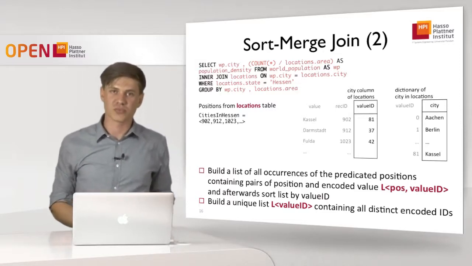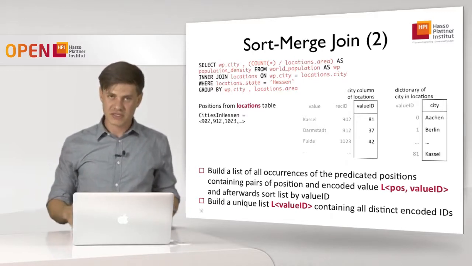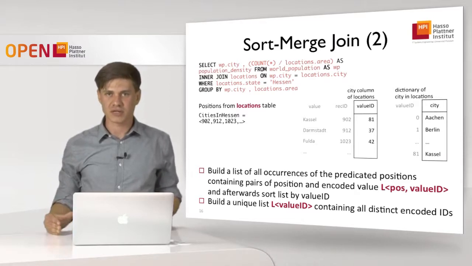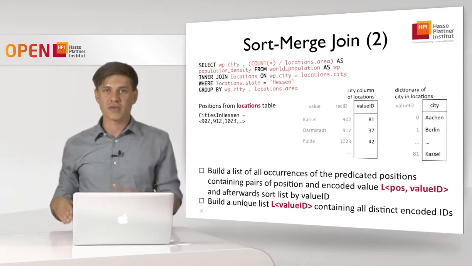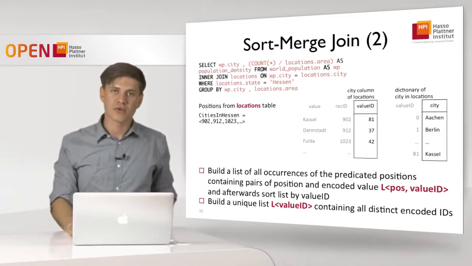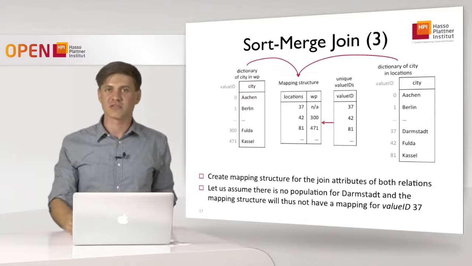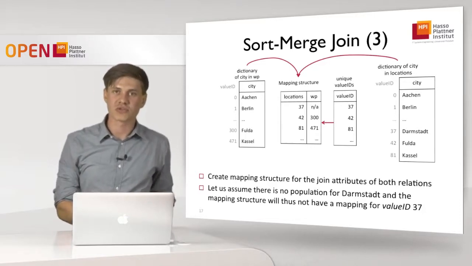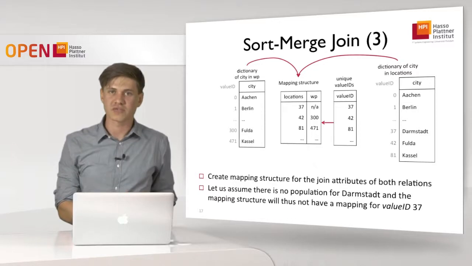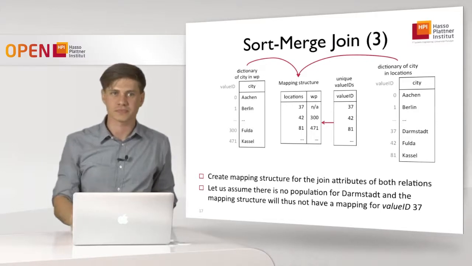Each pair consists of the position in the left table and its value ID. This list is going to be sorted by value ID, so that in the first position you have the lowest value ID of the list, and the last position has the item with the highest value ID. Furthermore, we also create a list of distinct value IDs. This list of distinct value IDs is used to create our mapping structure. It's similar to the hash function. We have to map values from two different tables because we cannot ensure that the dictionaries are going to look exactly the same, or that the sorting order of both dictionaries is the same.